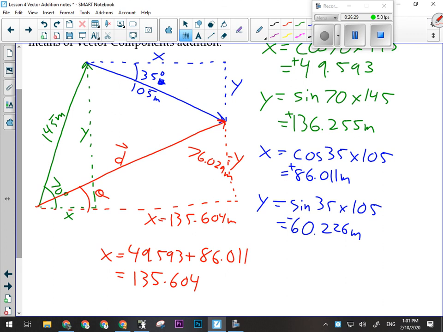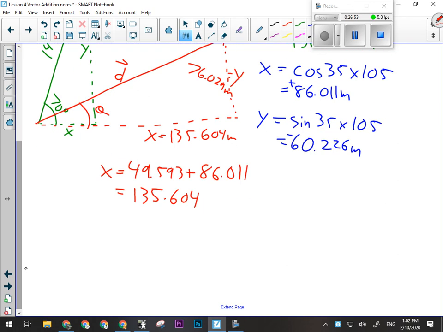Now that I know those two sides, can I calculate my total displacement? Yes, so now I'm going to use the Pythagorean theorem. This is like step 4. Step 1, draw the picture. Step 2, calculate all the x's and y's. Step 3, find your resultants, x and y. Step 4, Pythagorean theorem.